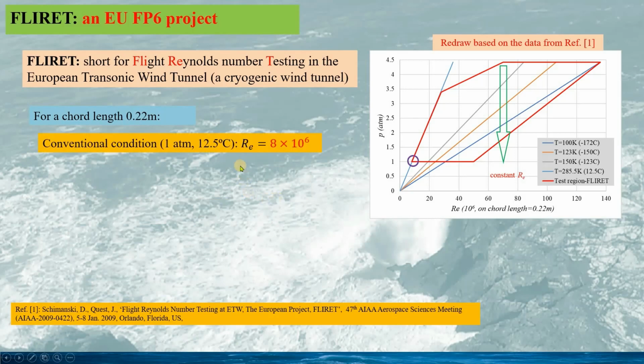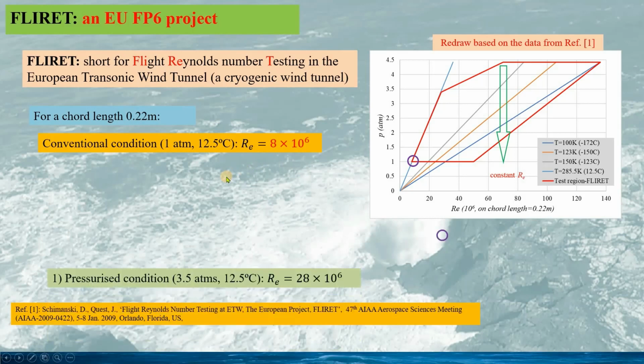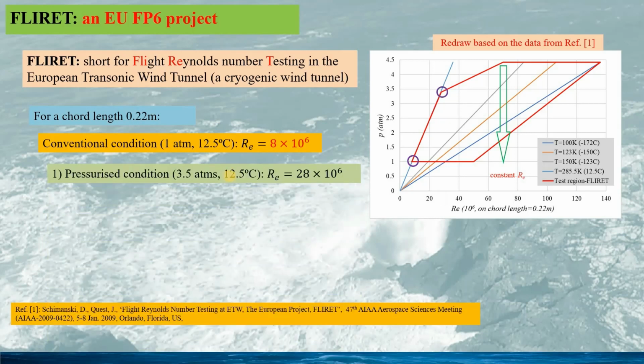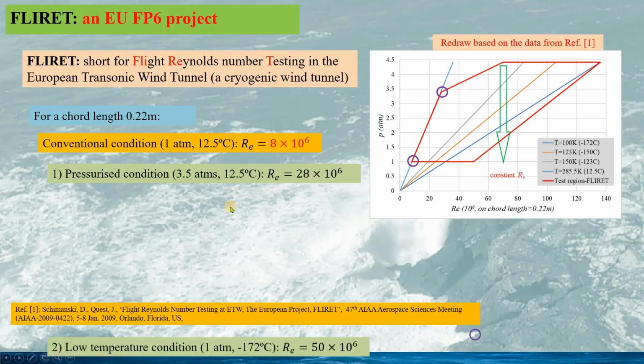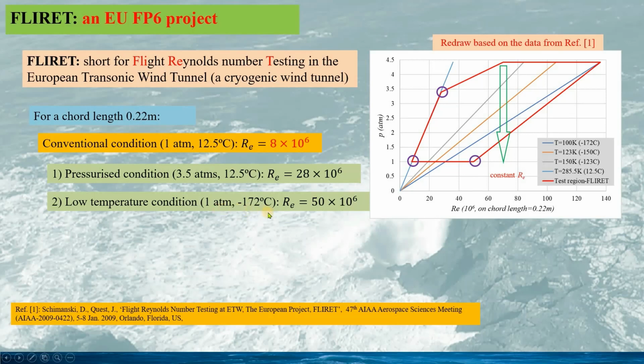In the conventional wind tunnel, at the test condition, one atmospheric pressure at 12.5 degrees Celsius, the Reynolds number would be 8 million. If we apply the pressure in the wind tunnel only up to 3.5 atmospheric pressure, the Reynolds number can be increased to 28 million. If we lower the temperature in the wind tunnel to minus 172 degrees Celsius at the normal atmospheric pressure, the Reynolds number can be increased to 50 million.